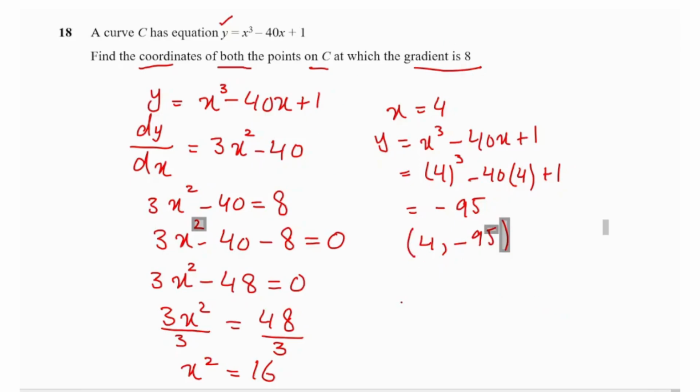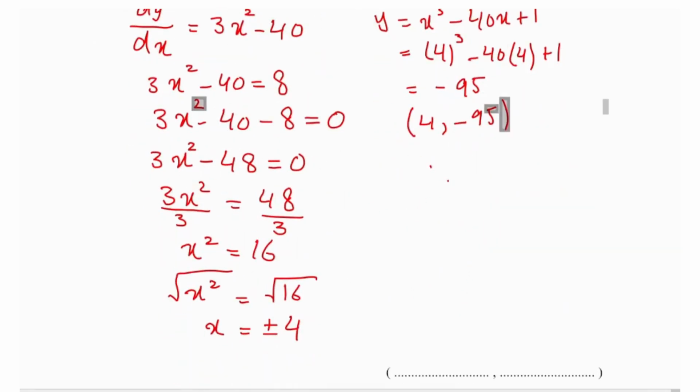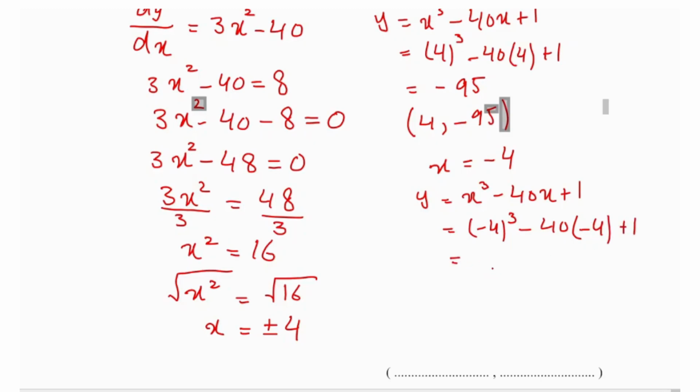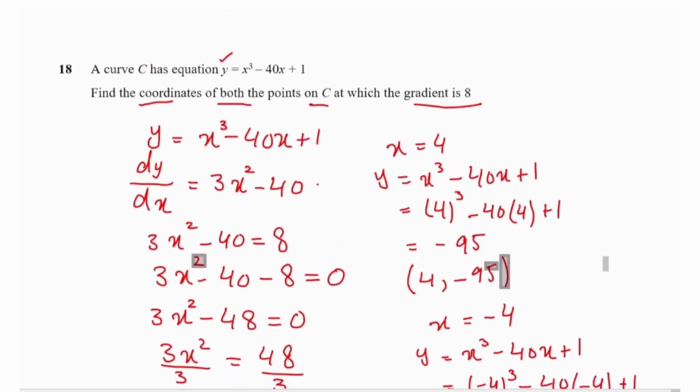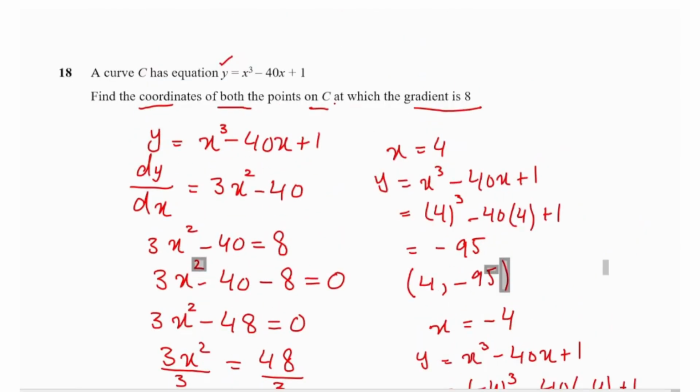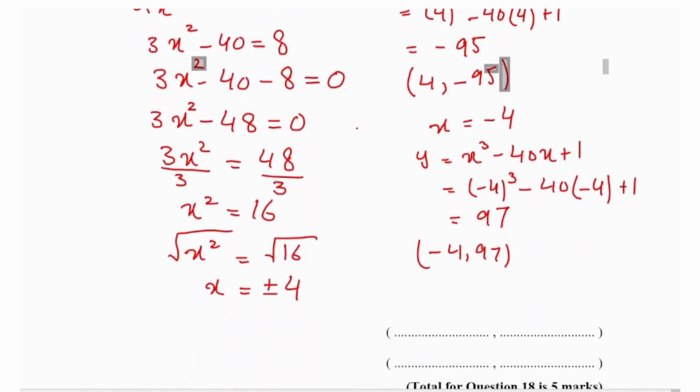Now we're going to look at the second point. The second point is when x equals minus 4. We're going to use the same function again: x cubed minus 40x plus 1, and the x value we have is minus 4, so minus 4 cubed minus 40 times minus 4 plus 1, and using your calculator, you will get y equals 97. So when x is minus 4, y is 97, and we got both points, so we're going to write down our answer over here. First the x value and then the y value.